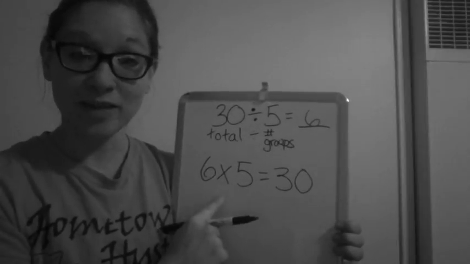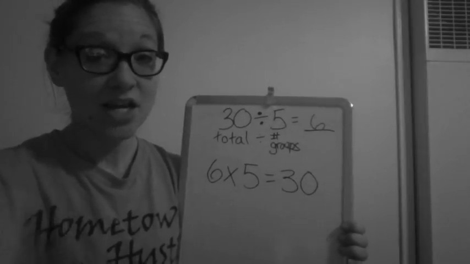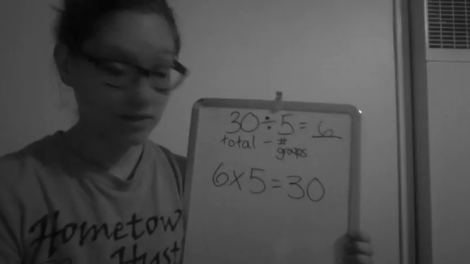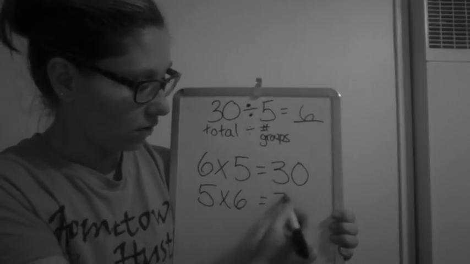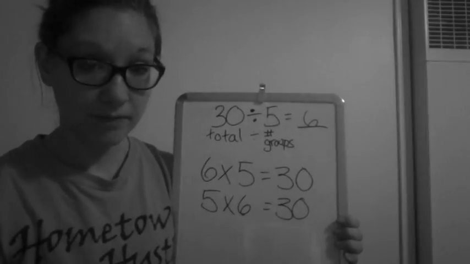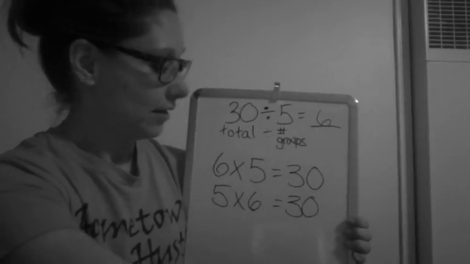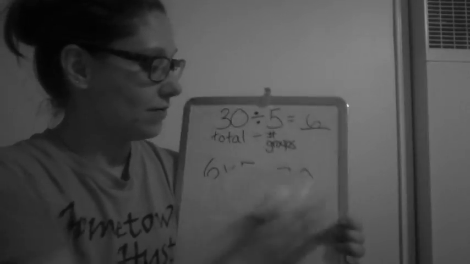Now, with multiplication, you can switch those numbers. So now we can also say that 5 times 6 also equals 30. Okay? Let's go ahead and do another one.